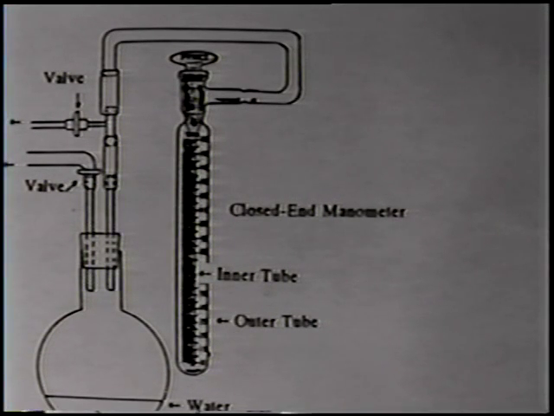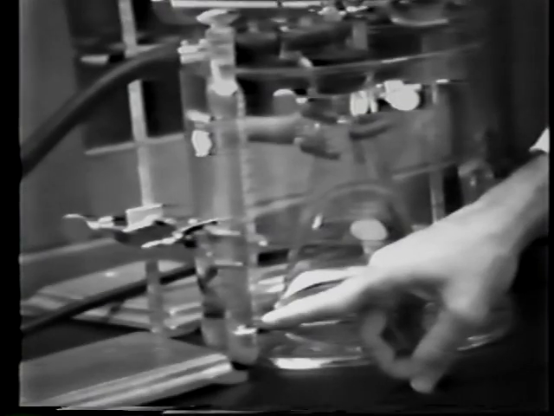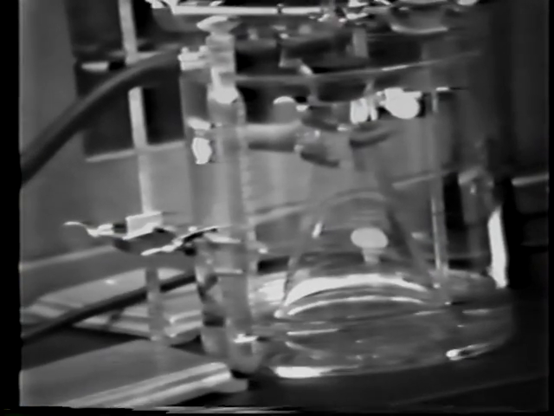In order to read this particular manometer, which will give you the pressure of the gas inside that flask, one looks at two portions. There's an inner tube inside that contains mercury, and there's an outer tube that contains mercury. The pressure inside this flask will be the difference between the height of the inner tube and the height of the outer tube. Right now, all we're doing is flushing out the flask. We're getting rid of all the air and, of course, whatever water vapor happens to be in the flask.